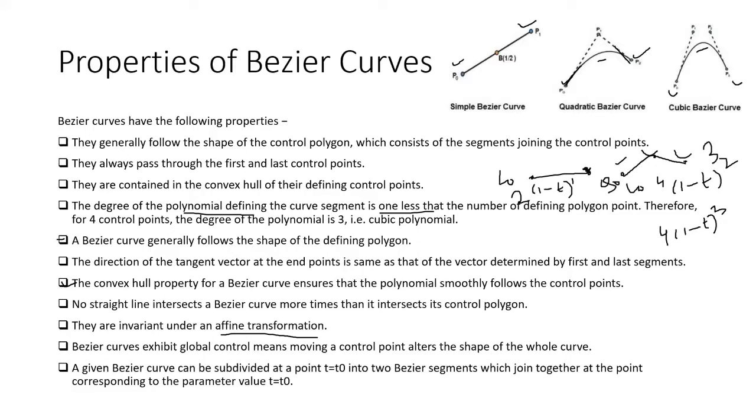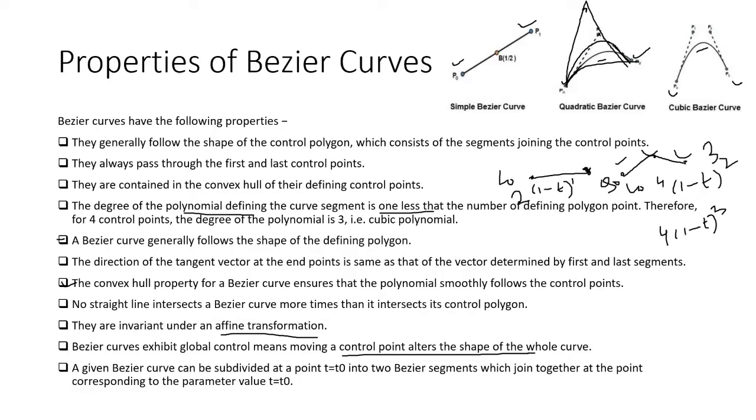Even in some cases, we are going to see that this Bezier curve or spline curve are going to build up their own affine transformation or non-rigid transformations. Bezier curves exhibit global control, meaning moving a control point alters the shape of the whole curve. Obviously, if you move the control point from here to here, it is going to affect this. Maybe it will get like this, because the amount of interpolation is going to be changed from P0 to P1 and P2.